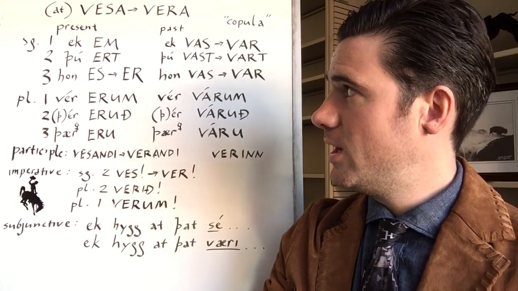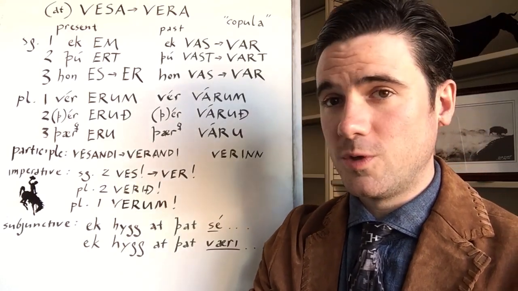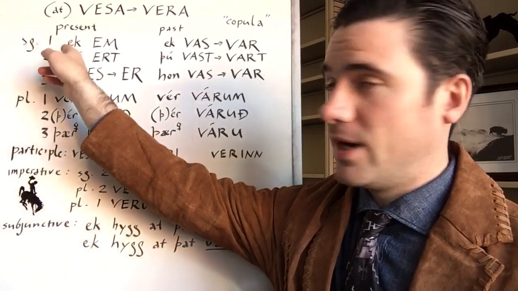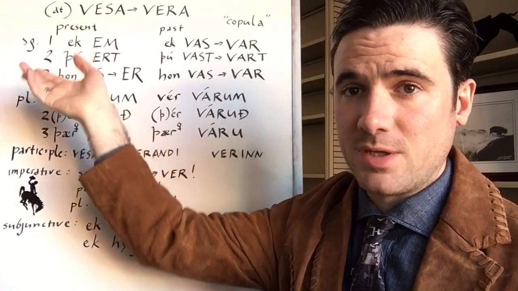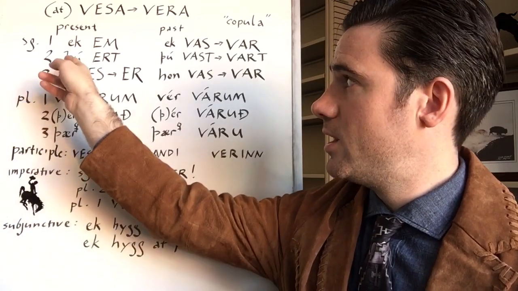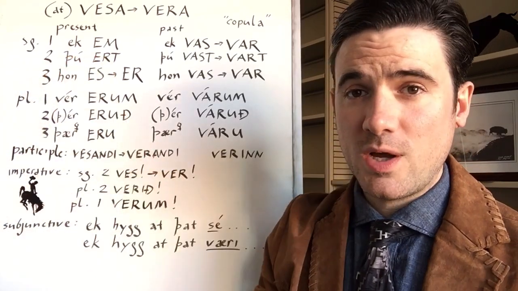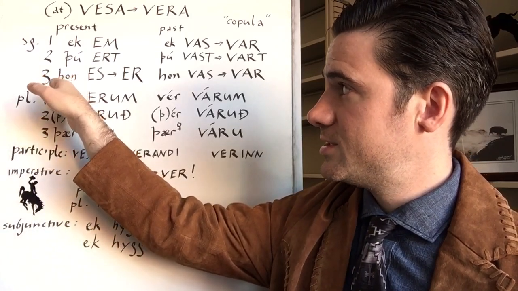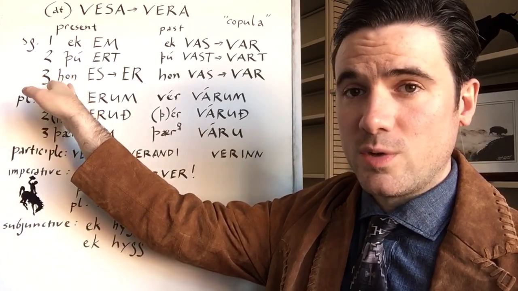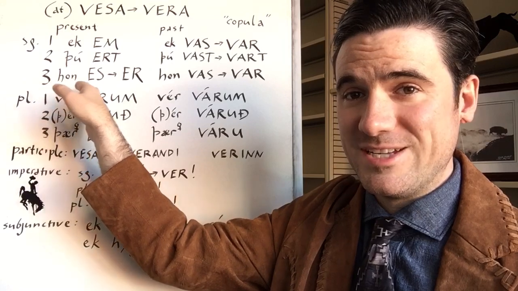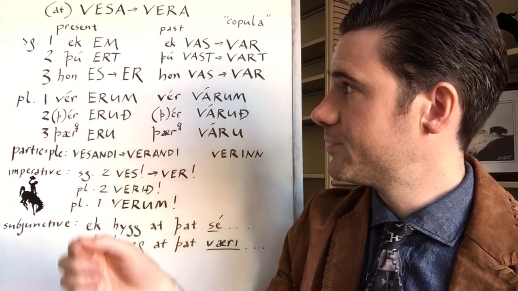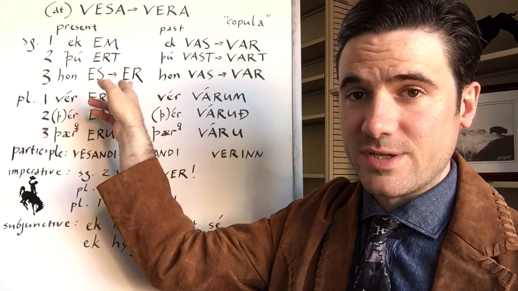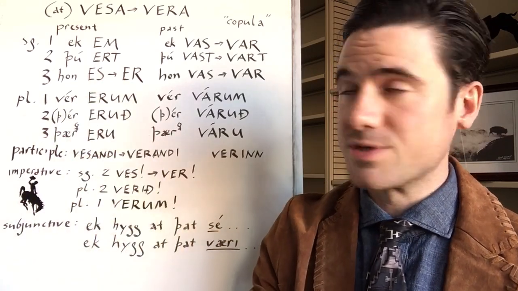And then we have forms that don't look too different from English in a lot of cases. So I am, ek em, clearly related to English I am. Thu ert, thou art. And then the archaic form of is, I've used she here, hon es, she is. Not very different from English is. Now, after 1200, this becomes er, so you get hon er, she is. That's what you'll usually see when you're reading Old Norse.